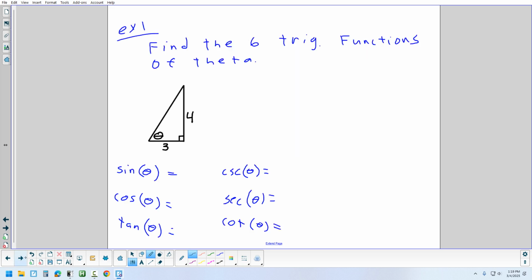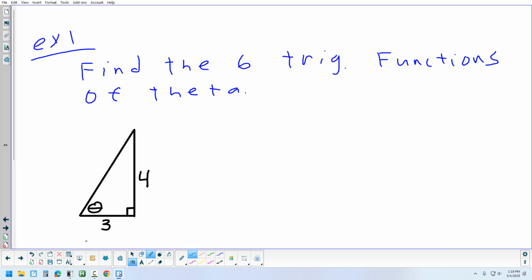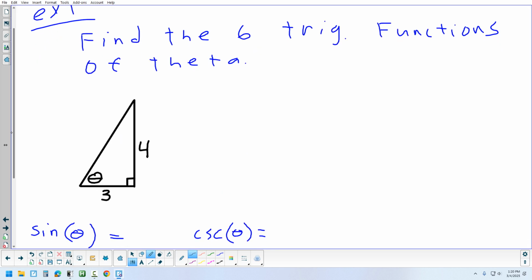All right, so what we want to do with that is find the 6 trig functions of theta. First thing is they have to give you a diagram. Second thing, they have to put theta in the diagram somewhere. Third thing, they have to tell you 2 of the sides. Let's label the positions of each side. What position is the side that's 4 units up? Opposite. And then adjacent. And which one's the hypotenuse? The last one.